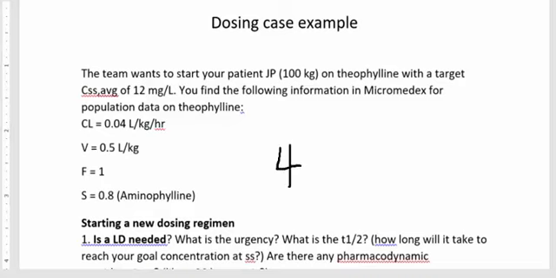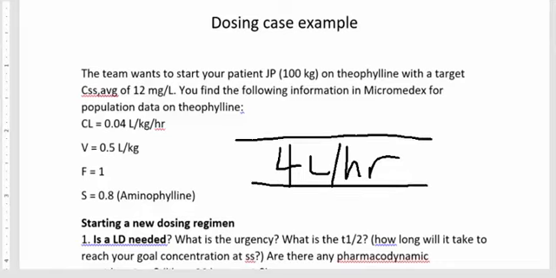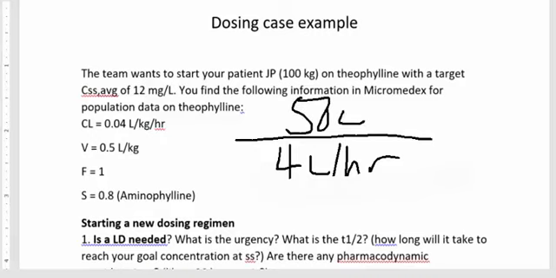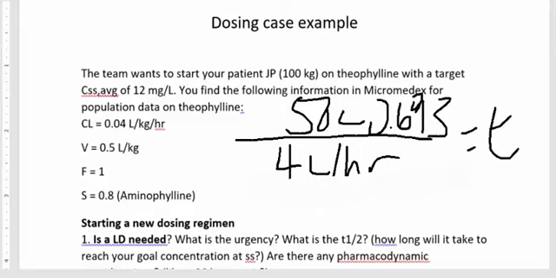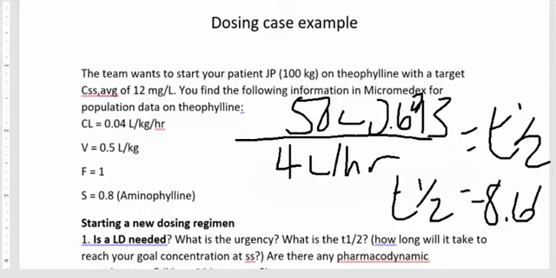We just figured out his clearance is 4 liters per hour, and his volume of distribution, well, let's do the half-life this way, right? His volume of distribution is 0.5 liters per kilogram, so 0.5 times 100 is 50 liters, isn't it? So this is going to times 0.693 will give us a guess of our patient's half-life, won't it? So our patient's half-life is going to be 0.693 times 50 divided by 4. So half-life is 8.66 hours, right? So liters, and we're left with hours.